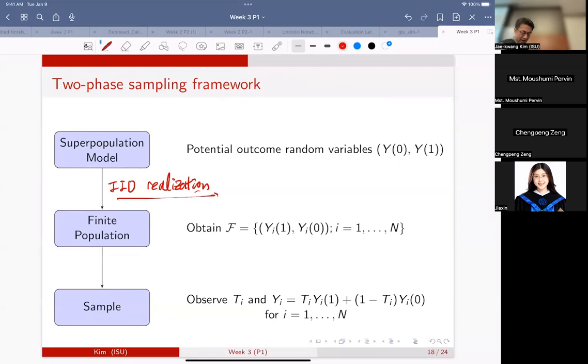So you have an IID realization of your model to get a finite population. And then from the finite population, so you could have a subscript, you generate T. You generate T and assign randomness and then observe Y for that part, right? So then you observe Ti and Yi. So you observe one of the two, essentially.